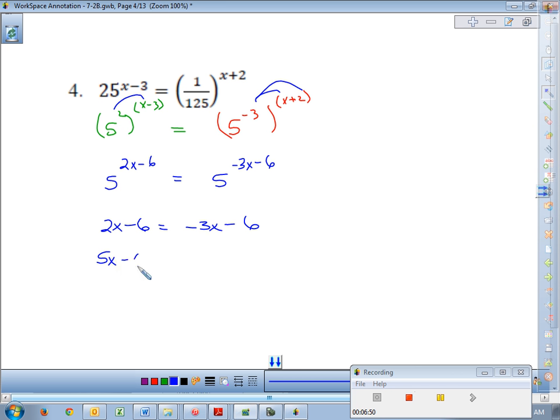5x minus 6 equals negative 6. 5x equals 0. That's weird. X equals 0. Well, let's check to see if it works.